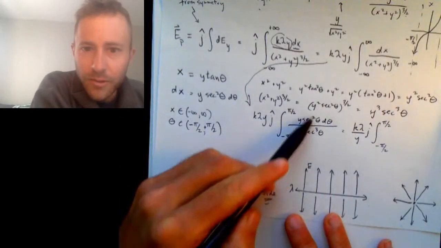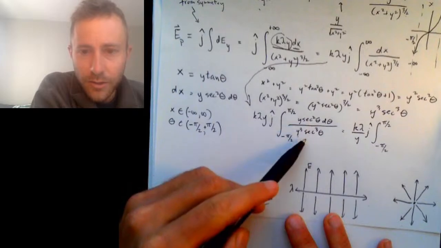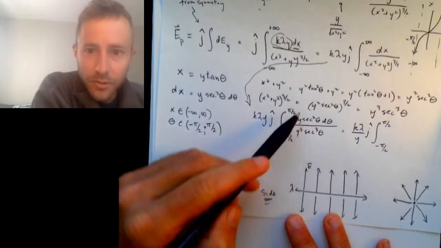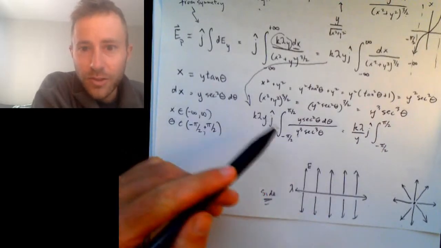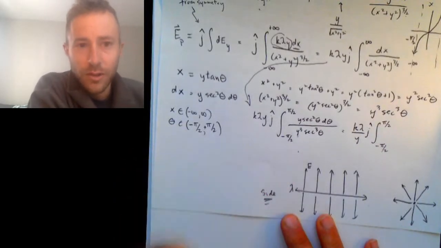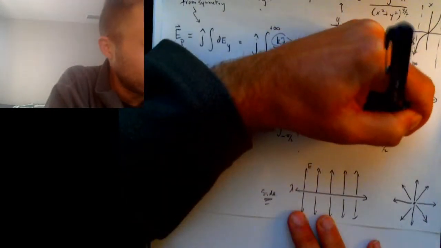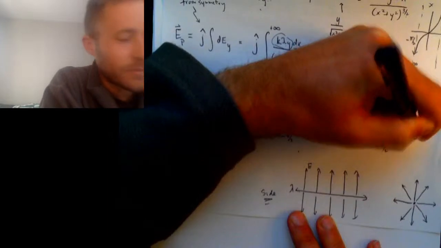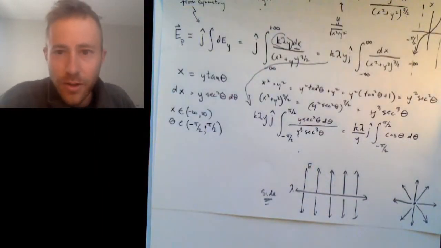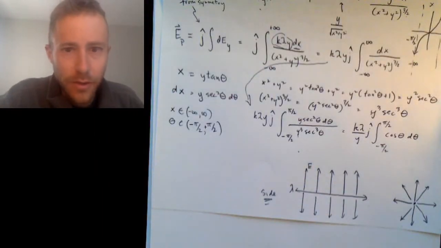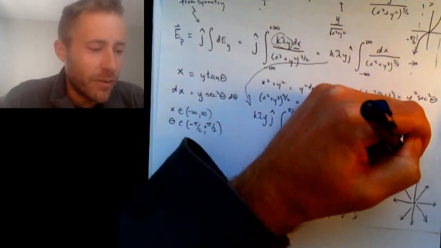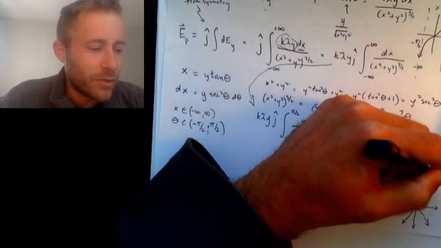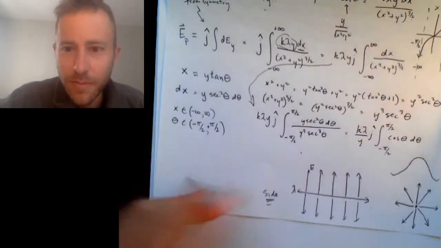And then we have a secant squared on the numerator and a secant cubed on the denominator. Those will cancel out to leave a secant on the denominator. Now, as you know, secant is 1 over cosine, so 1 over secant is cosine. So that's our integral.